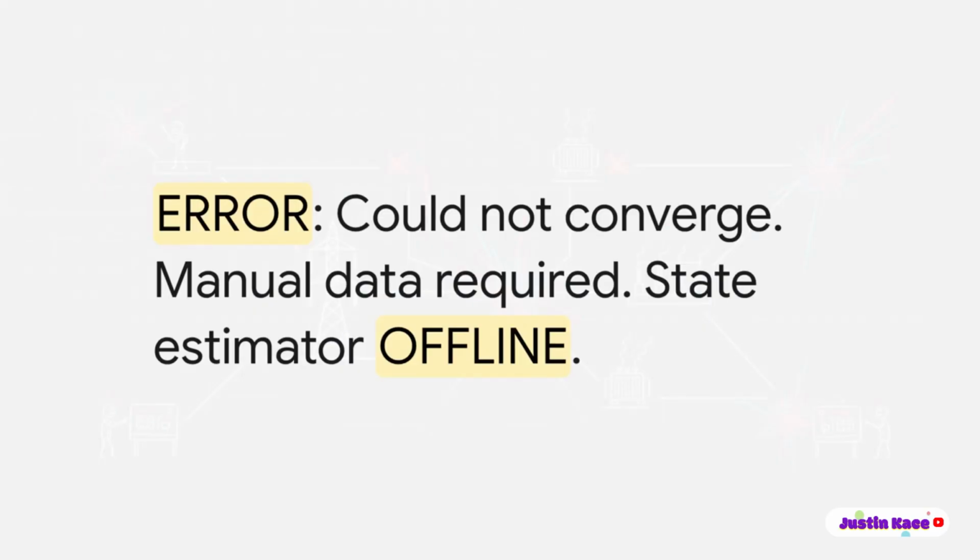But here's where the very first domino tips over. Twice that afternoon, a transmission line just outside MISO's immediate area tripped. The problem was, the state estimator didn't have an automatic data link to that specific line, so it required someone to manually punch the data in. Because of that missing data, the system threw an error. It literally could not converge on a mathematical solution.